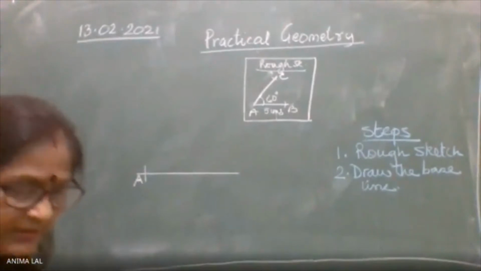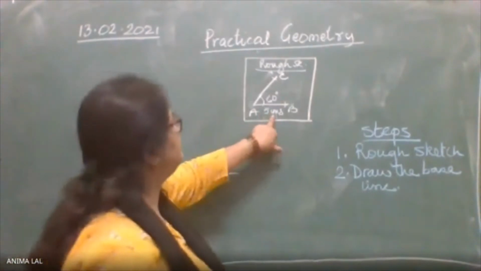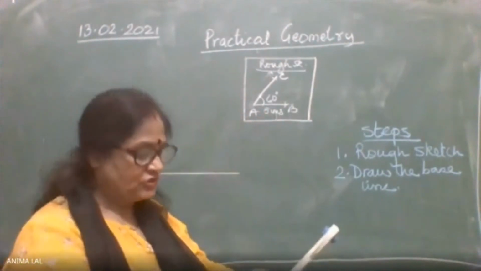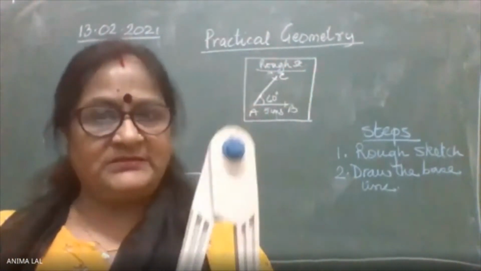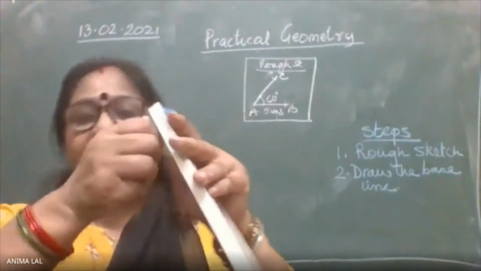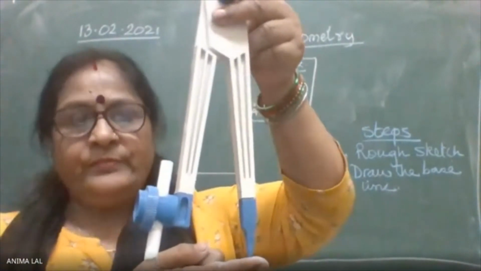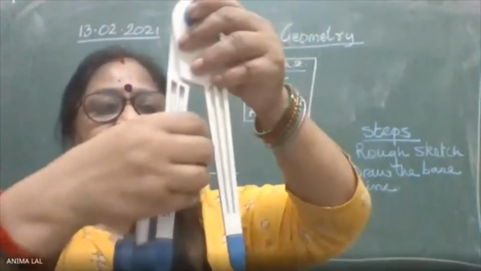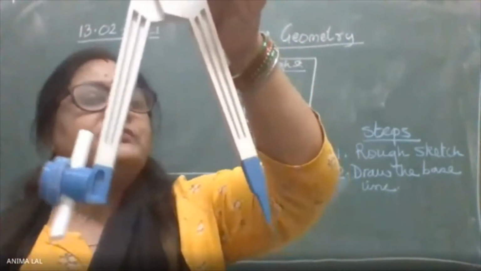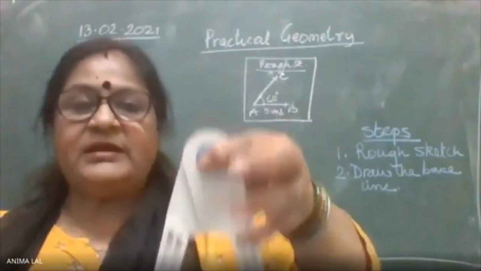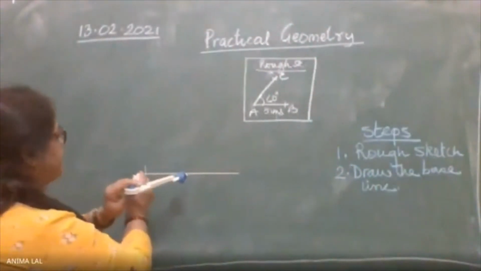Okay. Now I need to get point B. Point B is 5 centimeters away from A. So I take my compass and measure 5 centimeters. Put the tip at 0, increase your pencil point so that it reaches 5 centimeters, and check again whether it is 5 or not. Then put your compass point at A.